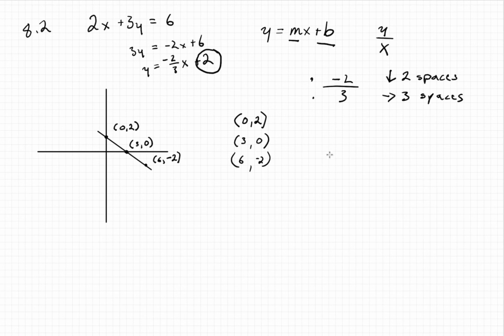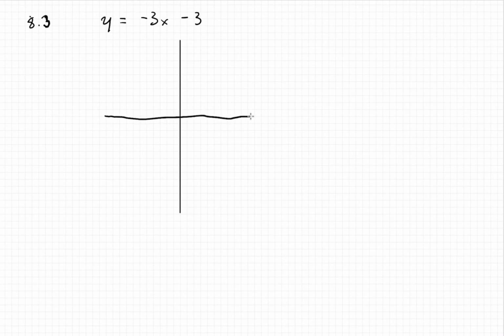Okay, let's move on to 8.3. We're going to graph a different line. I'm going to clear the page. So 8.3, and our line is y equals negative 3x minus 3. And here is our graph. Okay, straighten that out. Let me get another line going this way. Boom, straighten that out. All right, we're going to graph this just by looking at this.